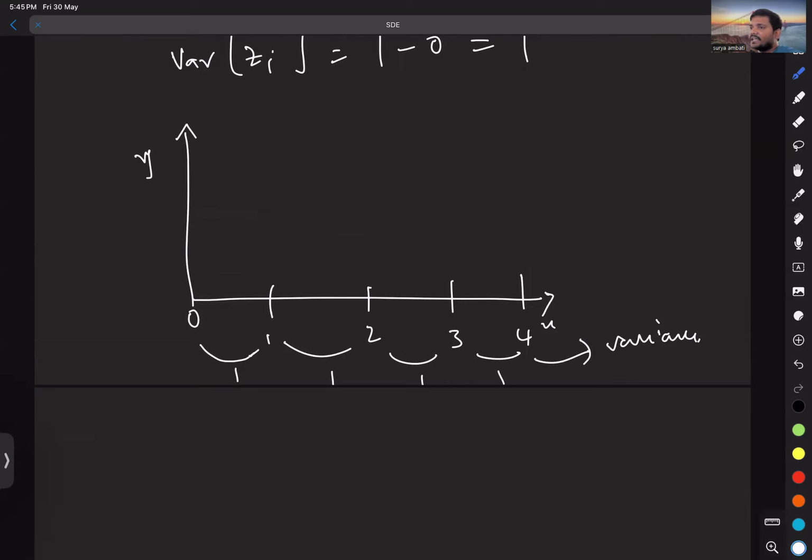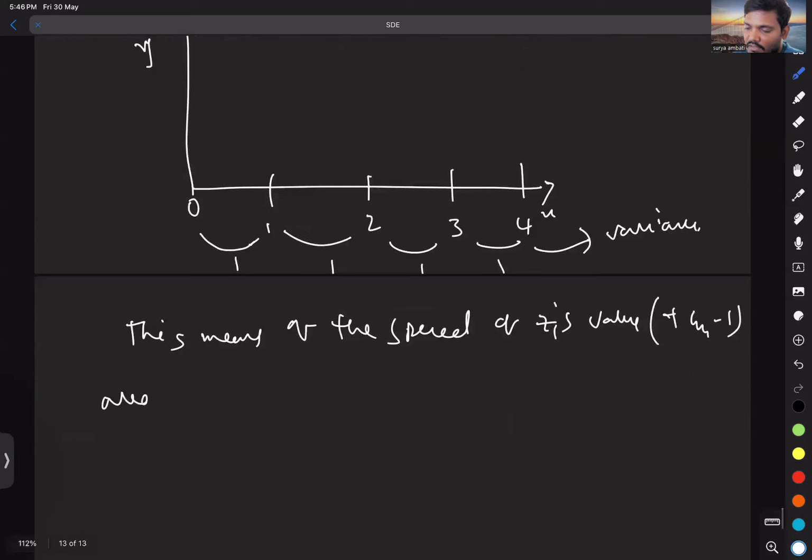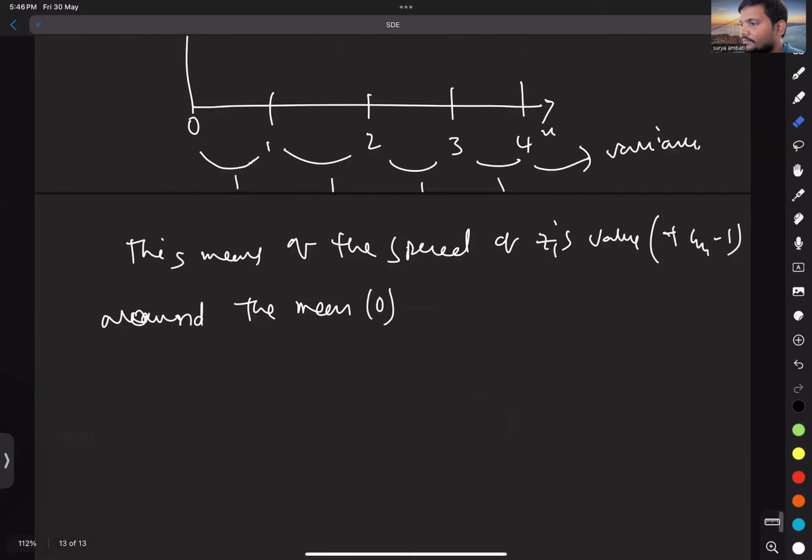But the thing is, this is in unit square, and we have to remember that. This means the spread of the Z1 values, plus 1 and minus 1, around the mean 0. And this 1 is in unit square.